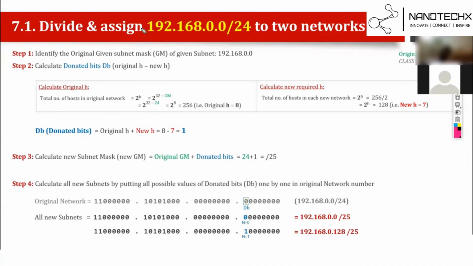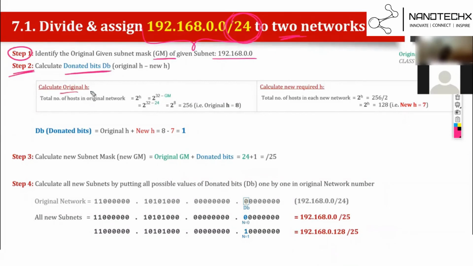So they told us to divide this network into 2 networks. Of course, step number 1, we have to know what is the given mask of this one. The given mask is 24, it is already written here. No need to worry. Then step number 2, we have to calculate the donated bits, that is, how many bits should be donated.